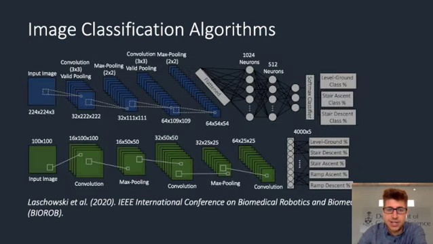Now, in contrast, deep learning can replace these hand-designed features with multi-layer networks that can automatically and efficiently learn the optimal image features directly from training data. And this is the unique approach that we've taken. If you're interested to learn more about these different image classification algorithms, then please check out our 2020 BioROB paper.